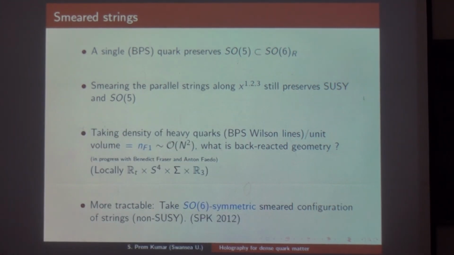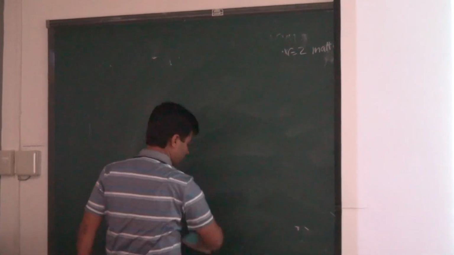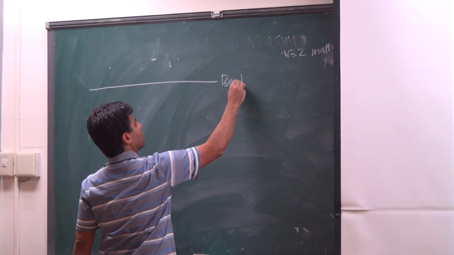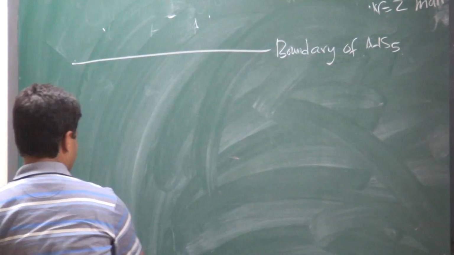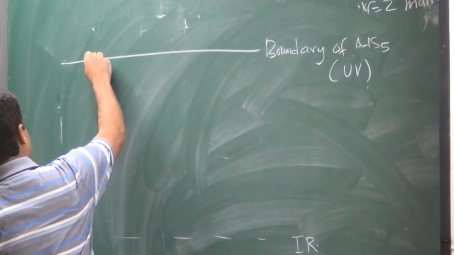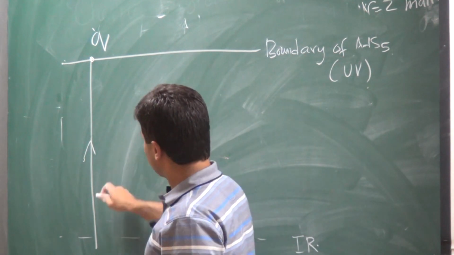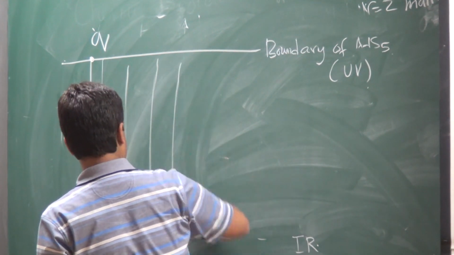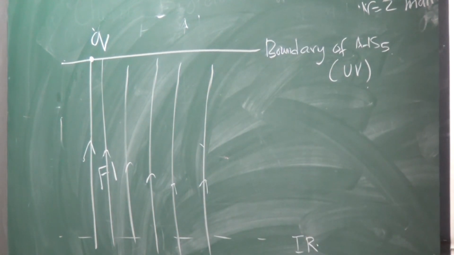Pictorially, what this means is, here is the boundary of AdS5, and this is what we usually call the ultraviolet, and this is the infrared. If you want to introduce a single heavy quark in the boundary theory, you introduce a single fundamental string. You want to introduce a large number of these, you just introduce a large number of fundamental strings. In fact, you get a distribution. You're looking for a smooth distribution of these fundamental strings.